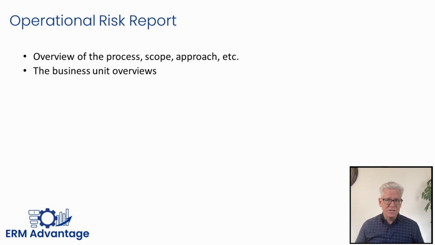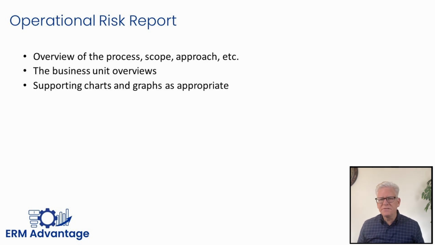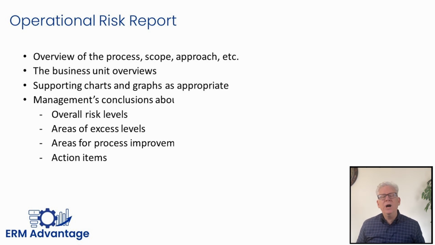The business unit overviews, as mentioned earlier. Your summary charts and graphs we discussed previously, again, whatever you feel is appropriate. And then perhaps most importantly, the conclusions, and there must be conclusions. This is management's perspective on overall risk levels, areas of excess risk levels, areas for process improvements, and critically, the action items identified as a result, either to further reduce risk, improve process, or even better, both.